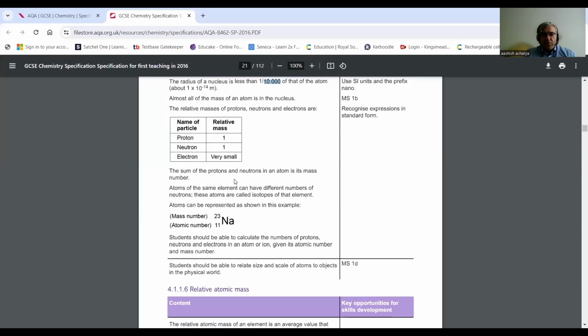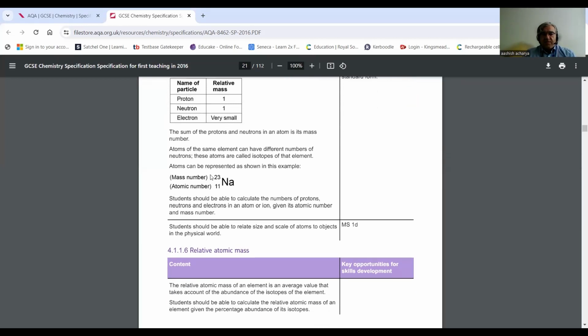Let's move over to this. You should be aware of the relative masses for the proton and neutron, and explain as well, if you're given data like this, how you can use this to help you work out the number of neutrons. Simply do 23 less 11.